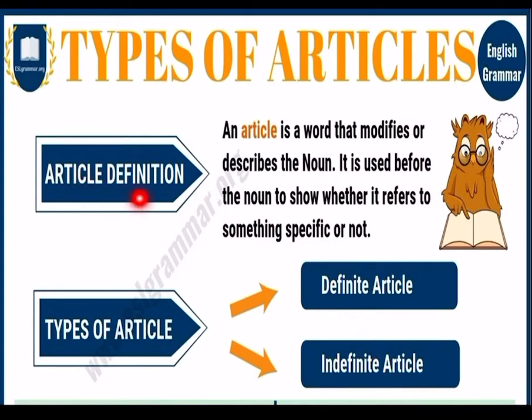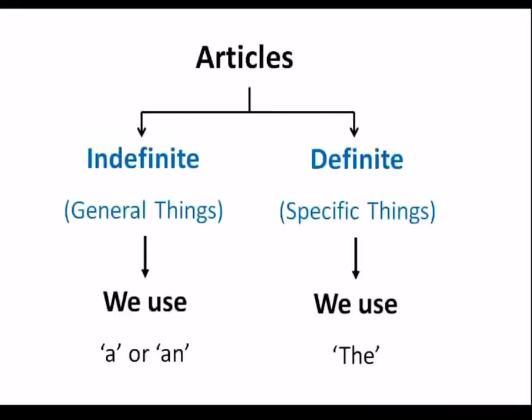The definition of an article is, an article is a word that modifies or describes the noun. It is used before the noun to show whether it refers to something specific or not. So let us see what this is. First we will be dealing with indefinite article. Let us see when and how to use indefinite article a or an. Indefinite articles are a and an, and for definite article we use the. Just remember this.